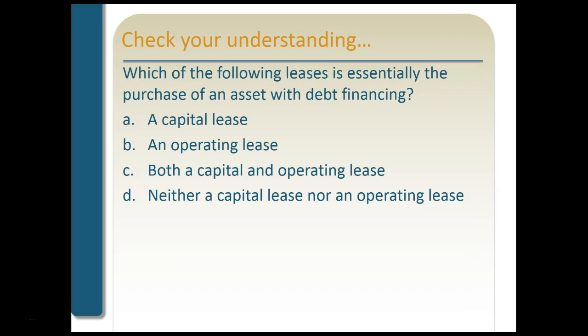Let's check your understanding. Which of the following leases is essentially the purchase of an asset with debt financing? A, a capital lease? B, an operating lease? C, both a capital and operating lease? Or D, neither a capital lease nor an operating lease?